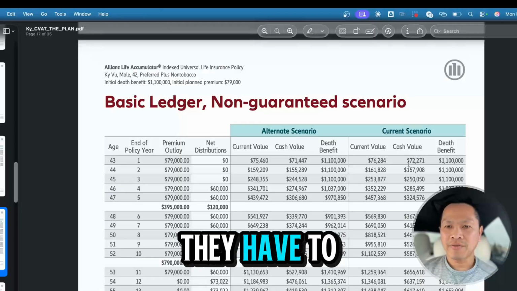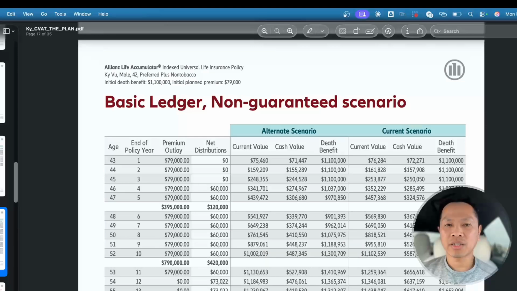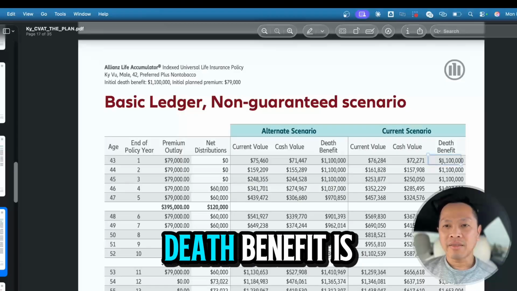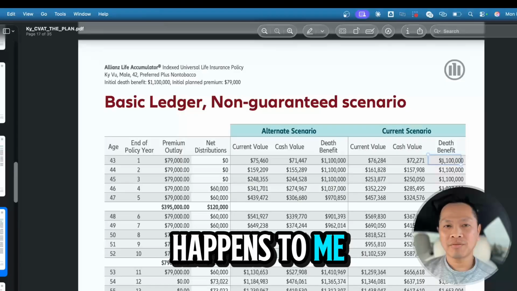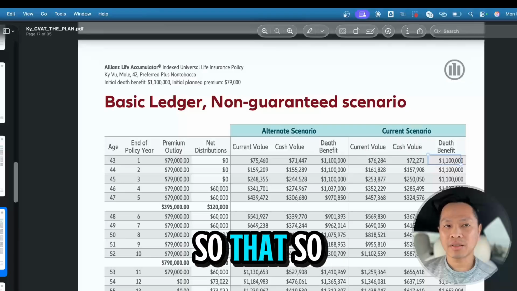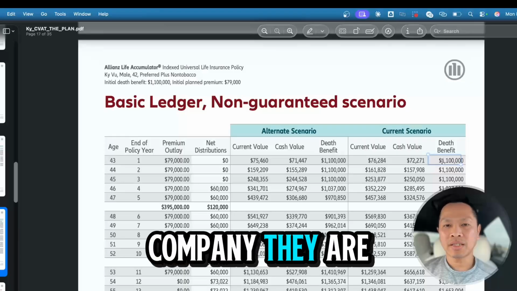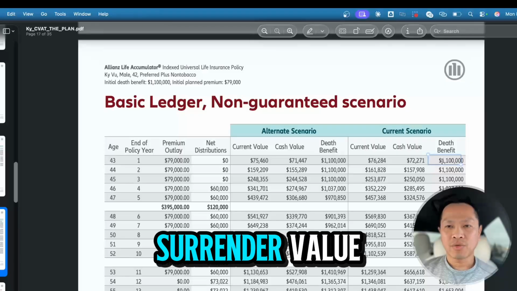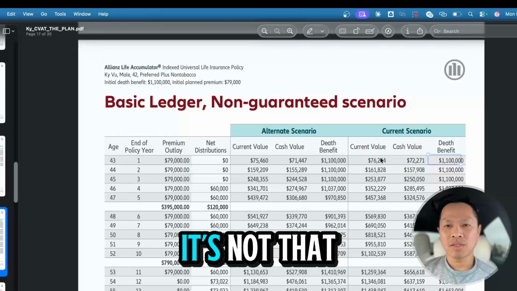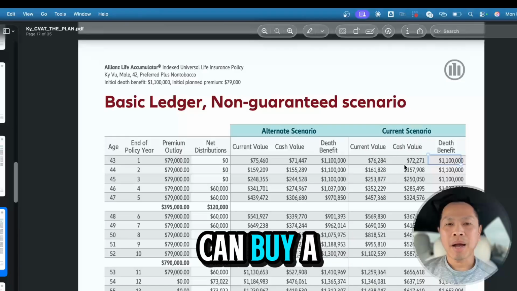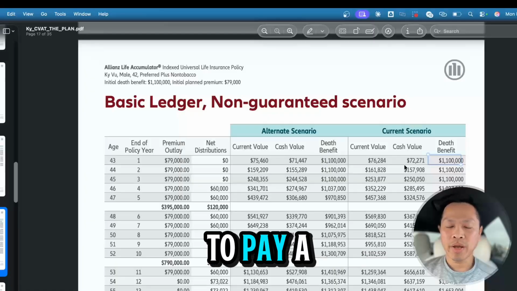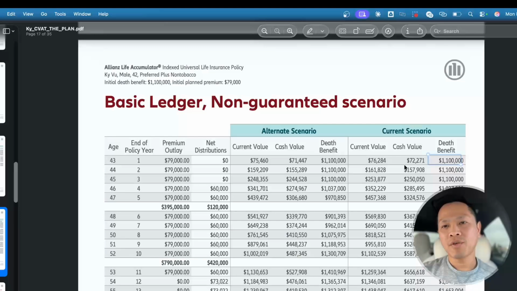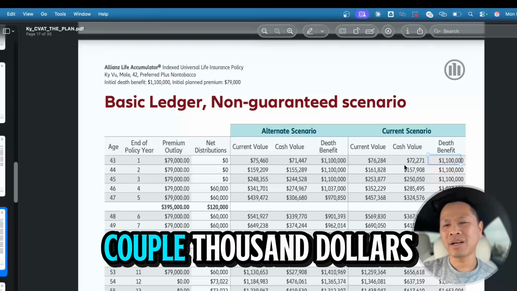The first few years, they have to keep that money because the insurance company is taking a lot of risk. Even though I'm paying in 79,000, the death benefit is 1.1 million. So if something happens to me in the first few years, they have to pay out a lot. So basically, the insurance company is losing money the first few years. That's why they have that surrender value. But this one is pretty small. It's not that big, right? It's a couple thousand. You can buy a rider to remove that. So you have to pay a little bit more to remove that, so you have full access to your money. But this is a long game for me, so I didn't feel the need. It's only a couple thousand, not that much.